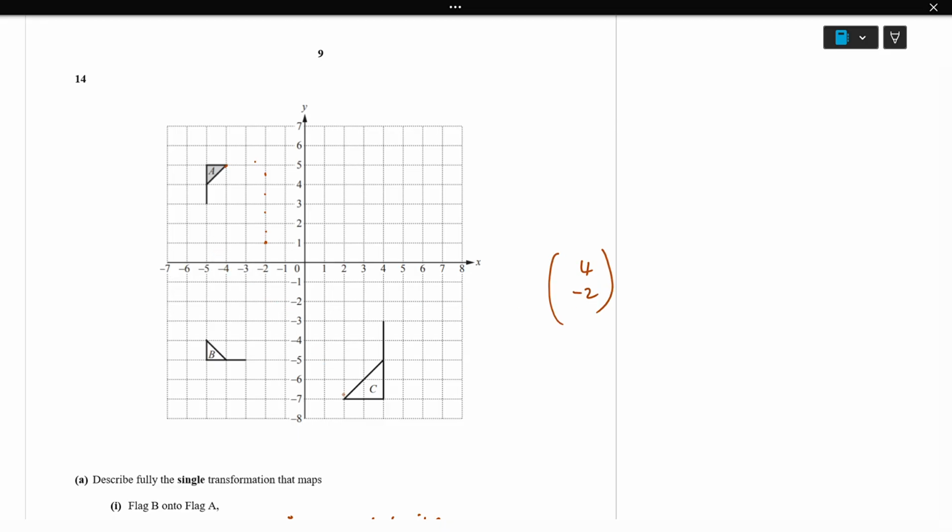Now go for the same one, check from here, which is 1, 2, 3, 4. 1, 2, 3. I made a mistake, sorry.